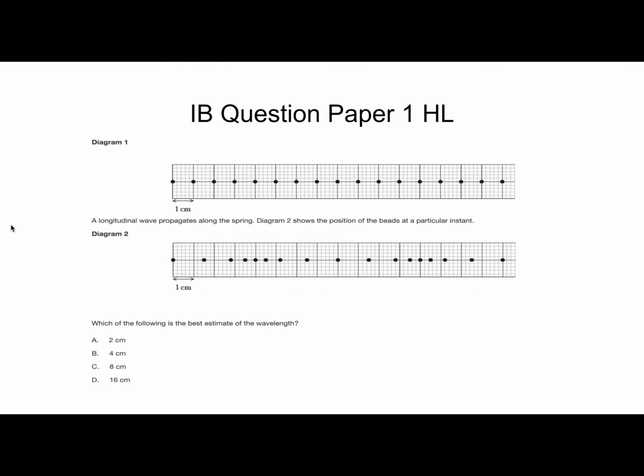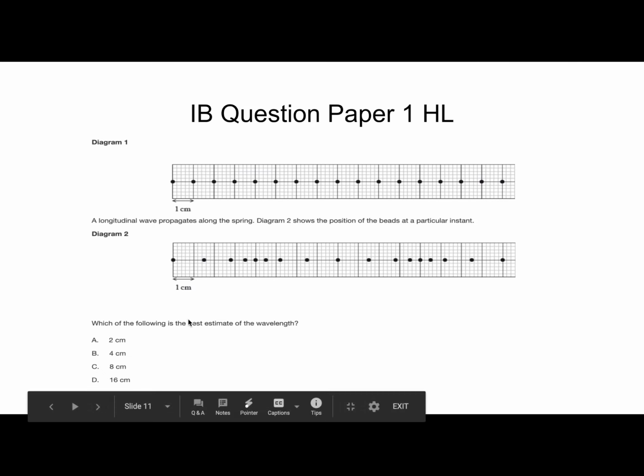Next, this is an IB paper question for HL students. A longitudinal wave propagates along a spring. This shows the position of the beads at a particular instant. Here we're dealing with longitudinal waves because we can see that it creates a series of rarefactions and compressions. So which of the following is the best estimate of the wavelength?